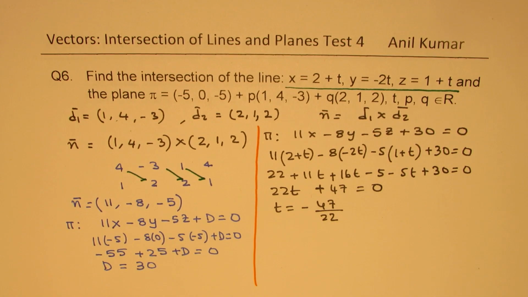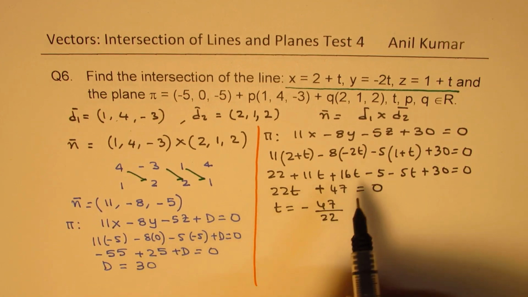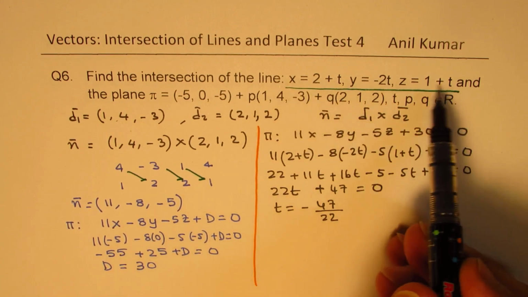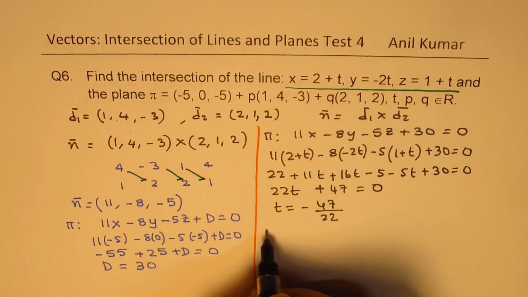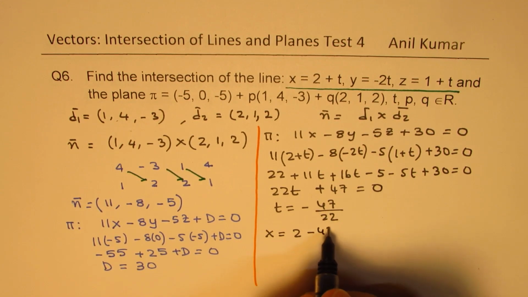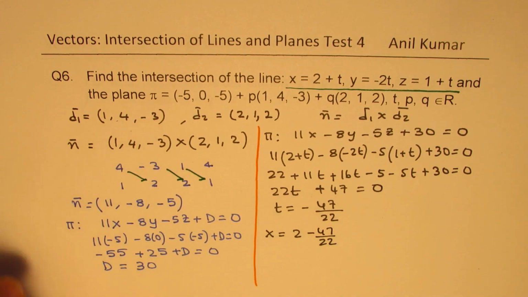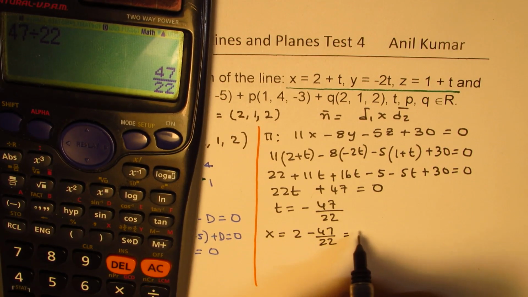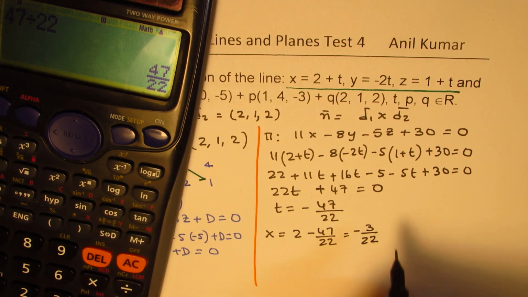Well, you can check the calculations, right? However, we'll go ahead with this and substitute this value of t here to find the values of x, y, and z. So we have x as 2 plus t, where t is minus 47 over 22, so we get 2, which is 44 over 22, so we get minus 3 over 22. So that is the x value.